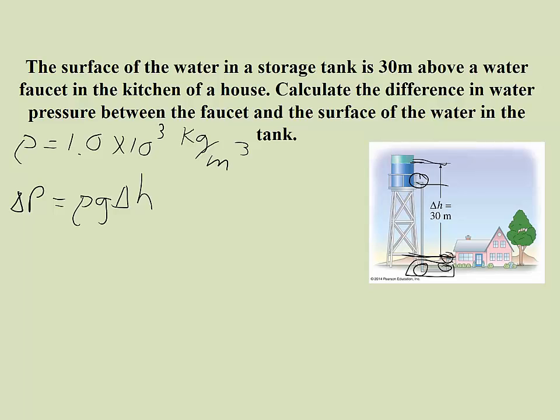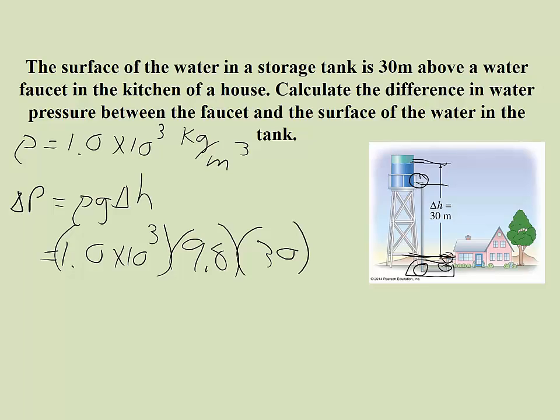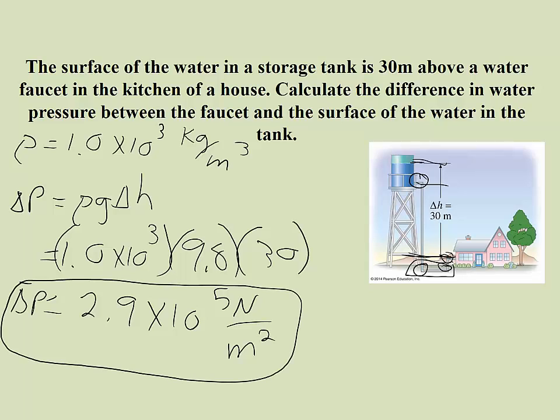So delta P then is equal to 1.0 times 10 to the third times 9.8 times 30, which is equal to 2.9 times 10 to the fifth newtons per square meter. Notice that the size of the pipe or the storage tank also do not come into play in this equation or in this problem. Just the height is important. All right, one last one.